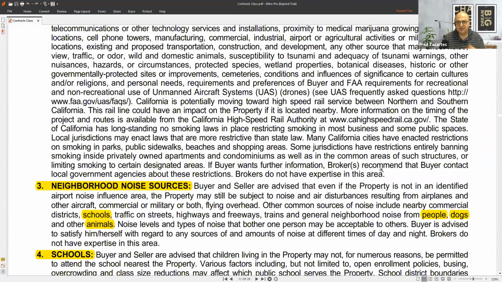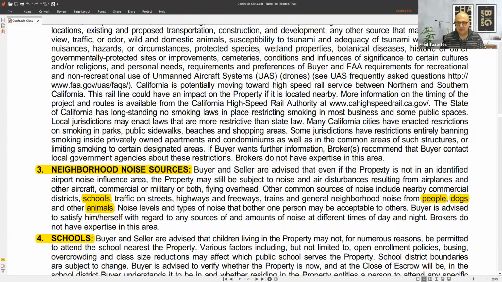Neighborhood noise. This is a big one. If you know your neighbor has a barking dog and it barks every single night, you need to disclose that. You need to disclose if your neighbor has a party every single weekend, or even once a month. Your neighbors will talk and they go, yeah, that party's been going on for years. Disclose it.